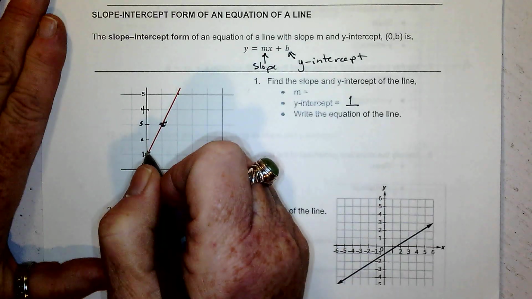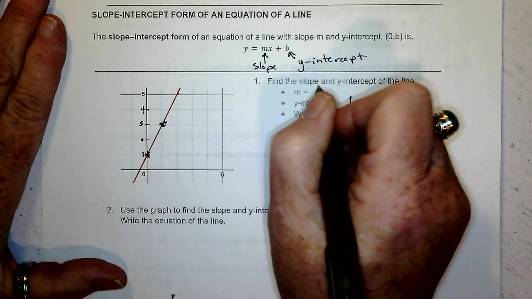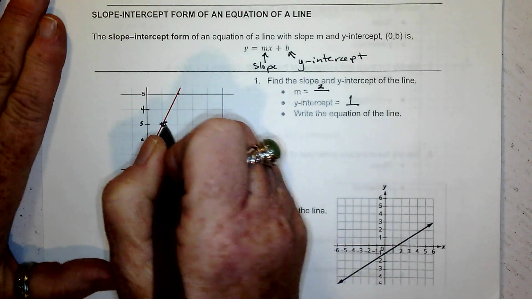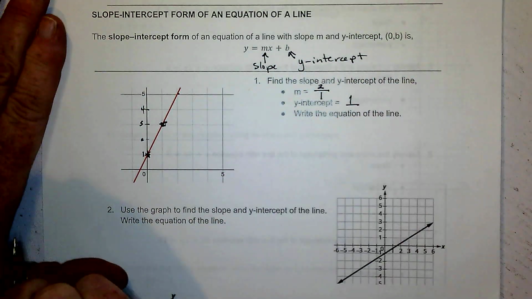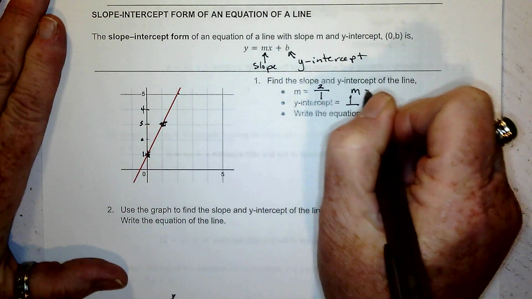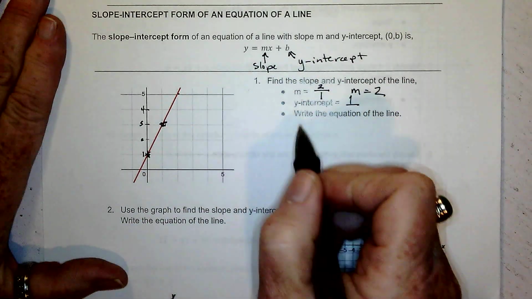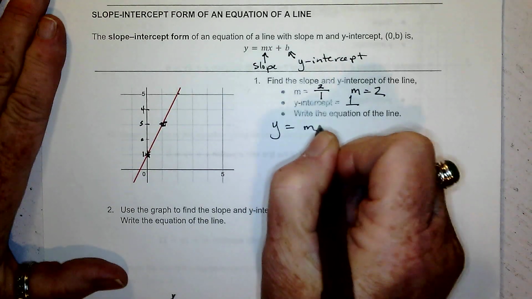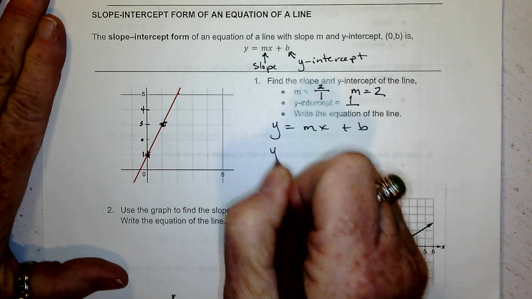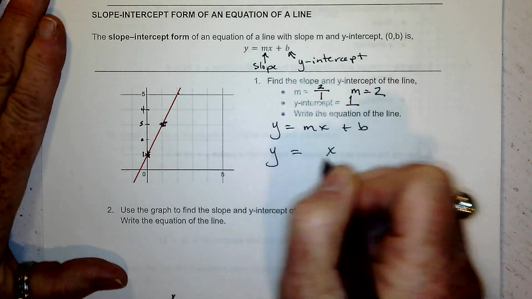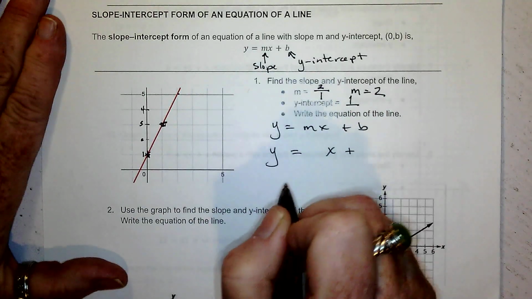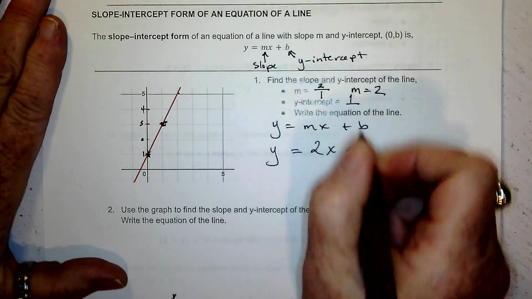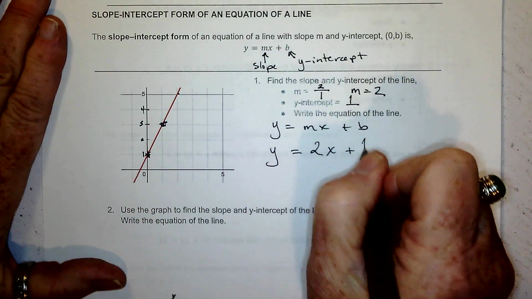So we're going to rise going up, 1, 2. So my numerator is 2, my rise is 2. And then I'm going to run 1, because you always want to run to the right. So my slope is 2. Now I can write the equation of the line using y equals mx plus b. I'm going to write y equals, I'm going to leave a space for my m and my b. My m is 2, so 2x, plus my y-intercept is 1.